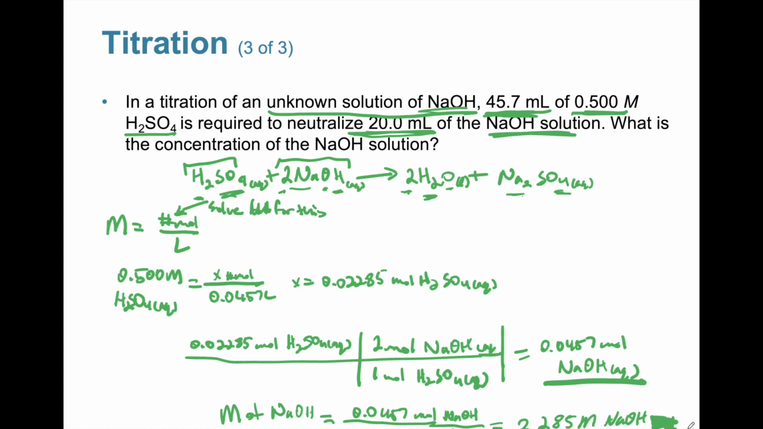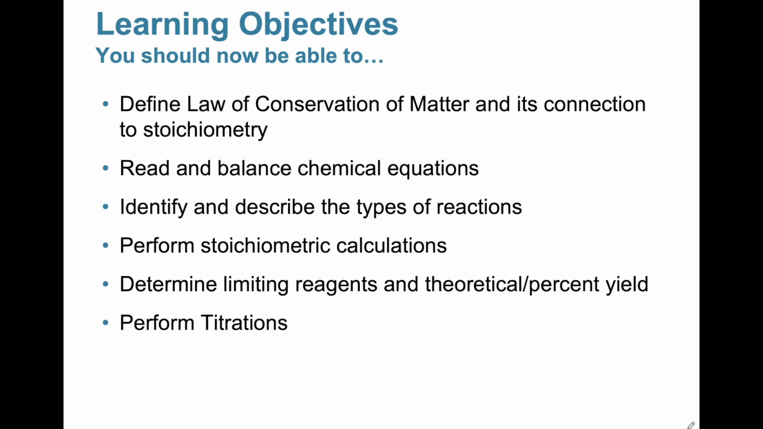It's pretty easy. So that ends the lecture for today. By this time now, you should know what the law of conservation of matter and mass is and how it relates to stoichiometry. You should know how to read and balance chemical equations and then identify and describe those types of reactions that we went through. Also know how to perform stoichiometric calculations, and then also know how to calculate the limiting reagents and theoretical and percent yields. And now you should also know how to perform titrations.